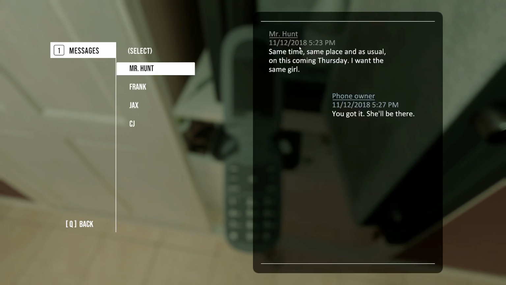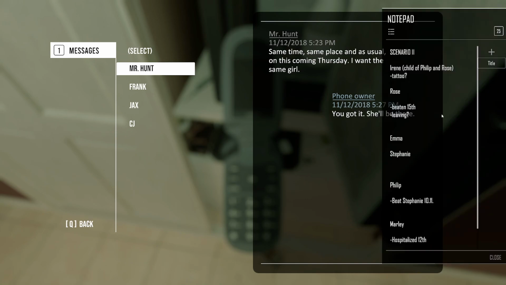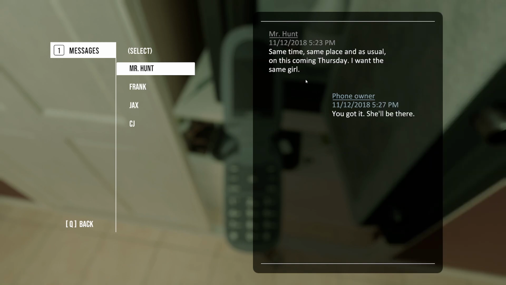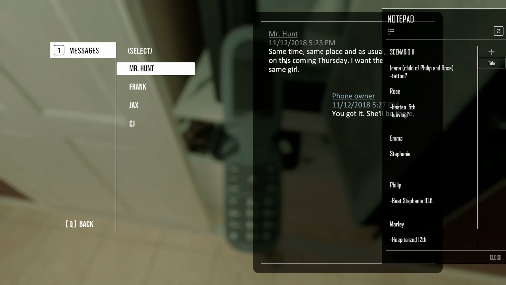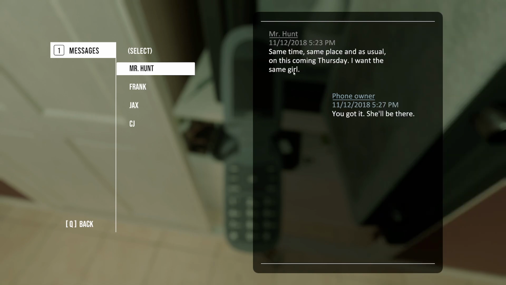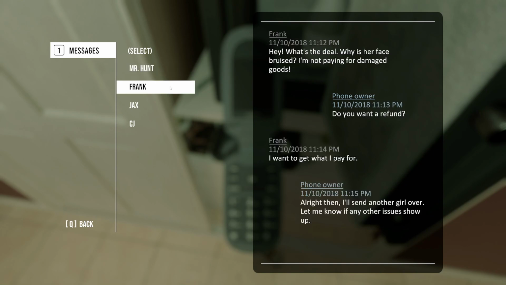Same time, same place, 12th, but when was Stephanie beaten? Oh, I didn't. So it's, yeah, 10th. Because I just typed the 10th of November. So that's 12th. It's way late.